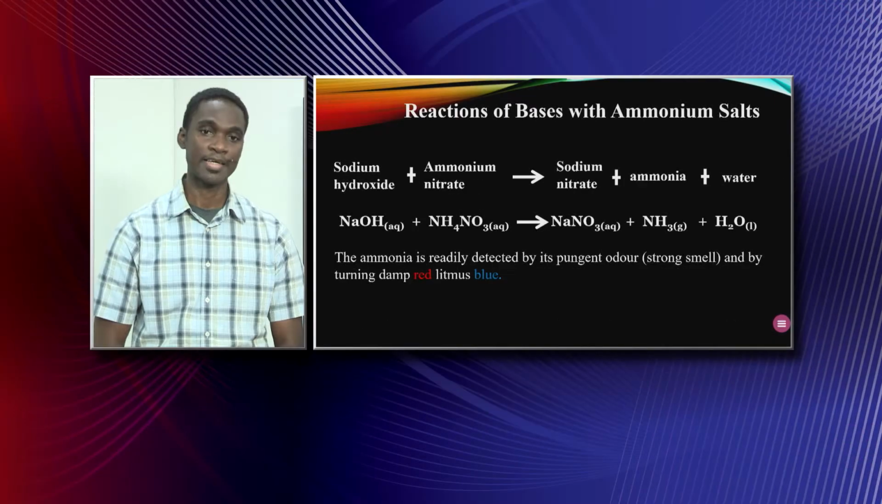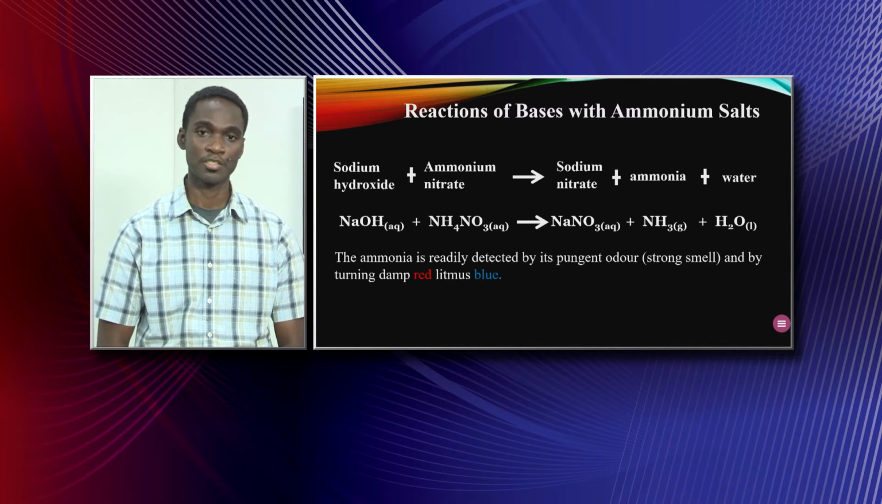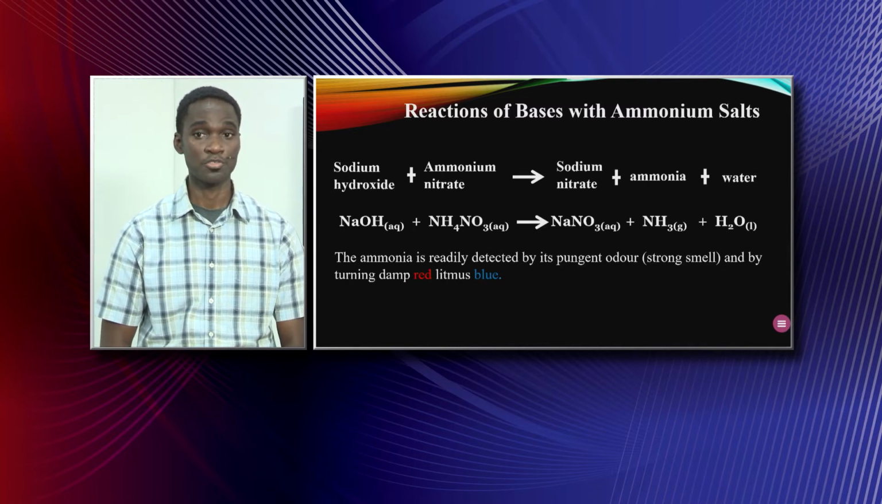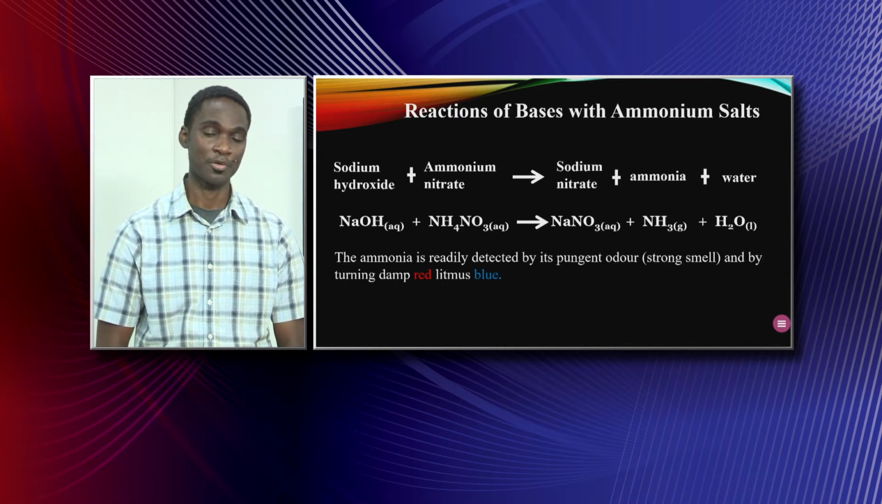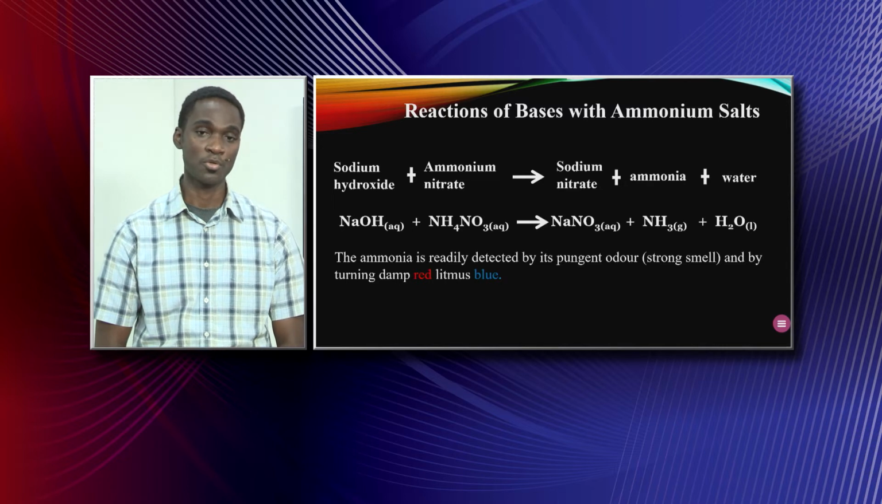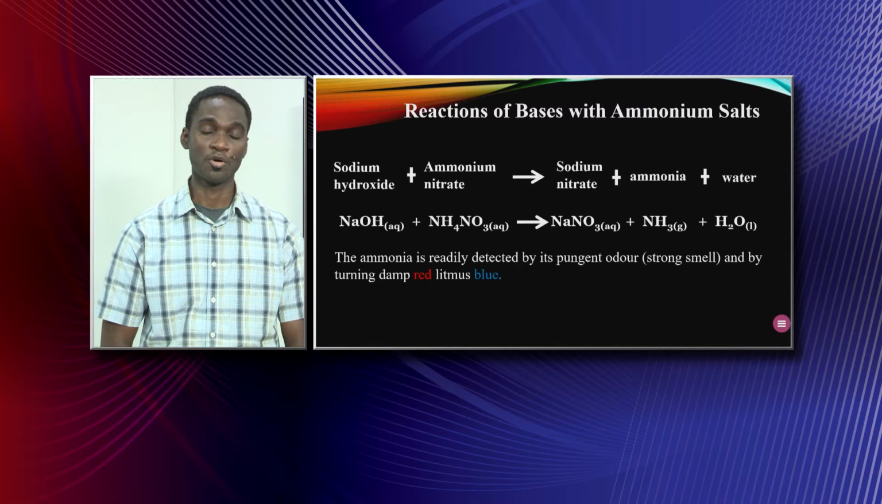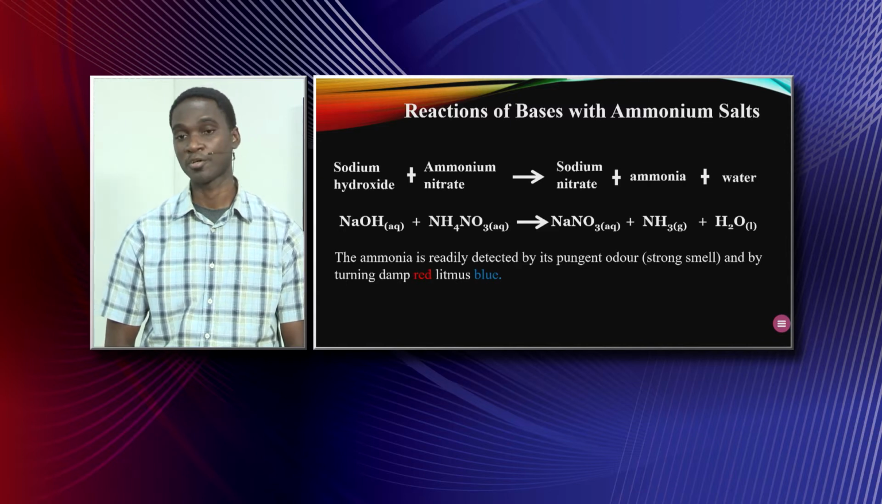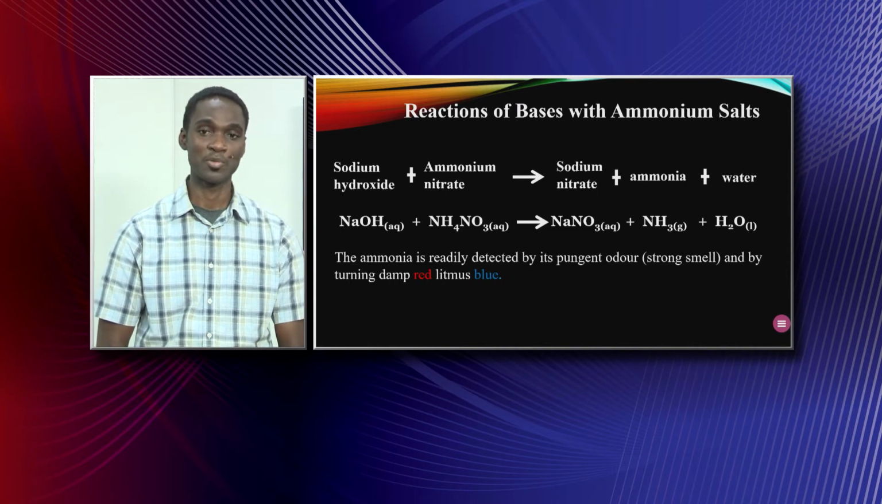To verify the gas that is given off, the ammonia is readily detected by its pungent odor, or we say our strong smell, and by turning damp red litmus paper blue. If you want to know where you get ammonia from, for you students, all you need to do is to pass around by your washroom in your school, and that strong smell that you get, that would be ammonia.